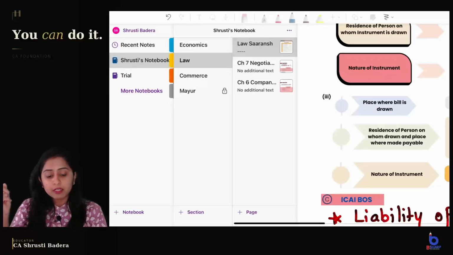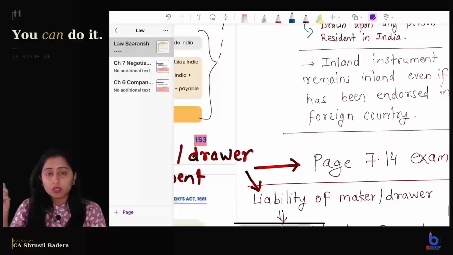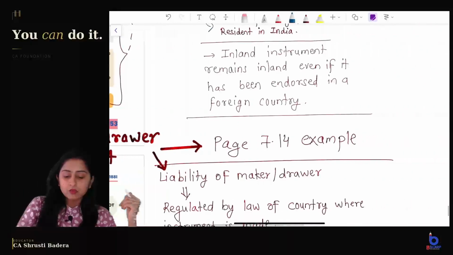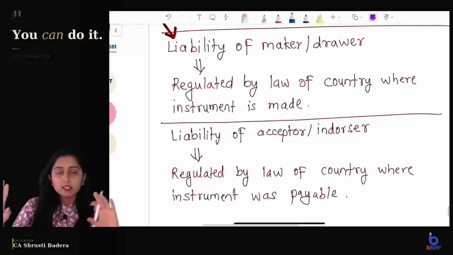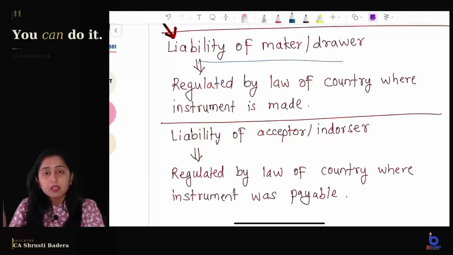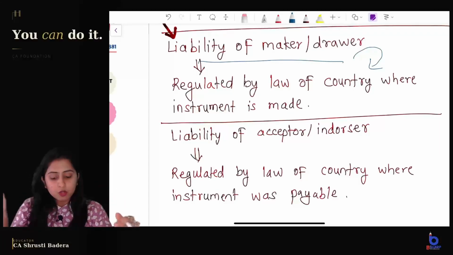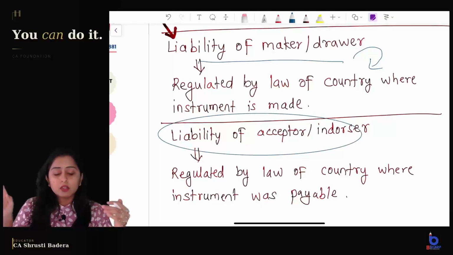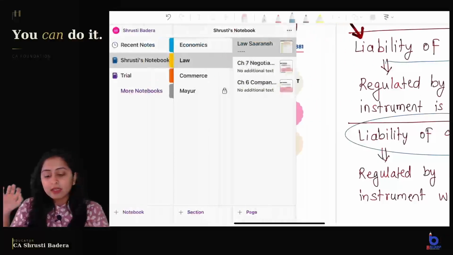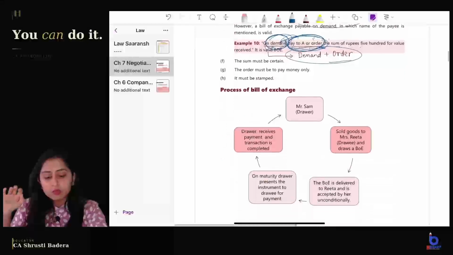Now why is this classification of inland and foreign instrument required? Because in case the instrument is dishonored, in case of a foreign instrument, how will the liability of the maker or the endorser be decided? For that, we need to know these provisions as well. Inland instrument, foreign instrument, I hope it is clear. Now, if you categorize the instrument as a foreign instrument, and the check or any instrument is not honored, then how will the liability be decided? In case of a foreign instrument, the liability of the maker depends on the law of the country where the instrument is drawn, and the liability of the acceptor or endorser depends on the law of the country where the instrument was made payable. Clear?